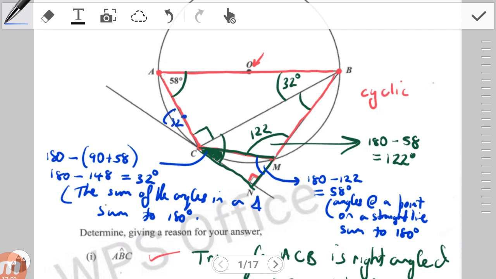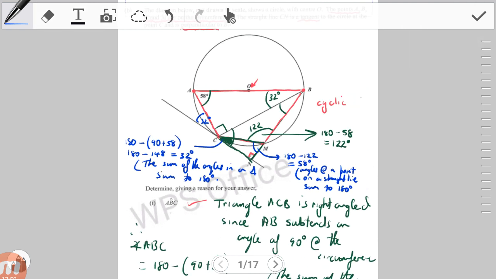All right, because the angle that is formed between a tangent and a chord is equal to the angle that is formed by the chord at the circumference of the circle. All right, so there's a lot of connections that you're going to see.